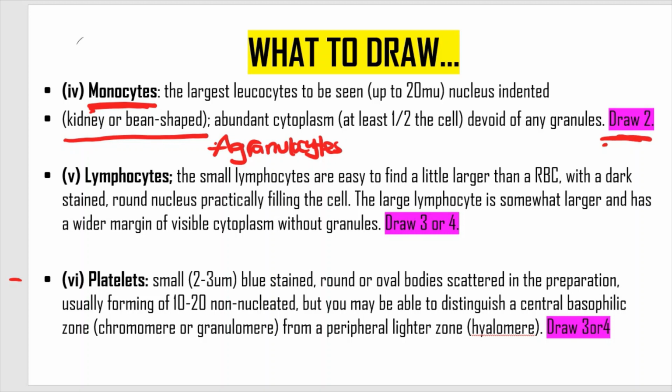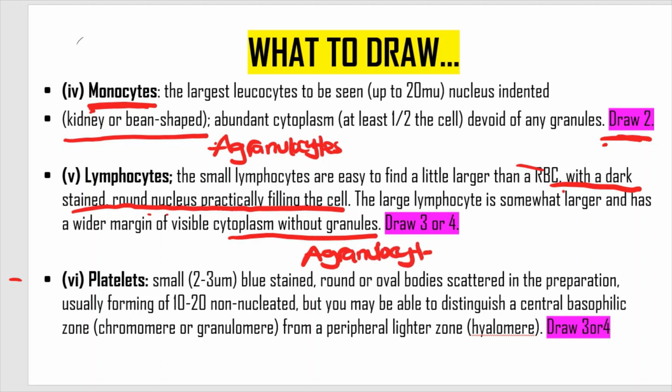Then you go to lymphocytes. The characteristic features of lymphocytes is that they have a dark stained and round nucleus, practically filling the whole cell, and they lack granules in the cytoplasm. So the cytoplasm is without granules. They are also agranulocytes. So you draw 3 to 4 of them.